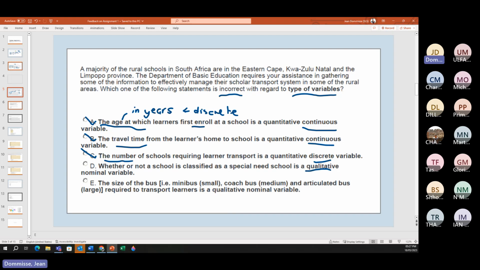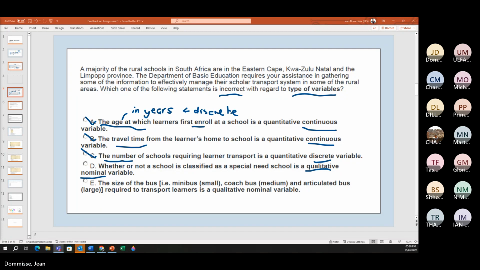As a qualitative variable, it means that it's not a number. We're working with words. Nominal tells me there's no rank. It's just, so it will be nominal because it's a yes or no. Okay, there's a question. Please ask.